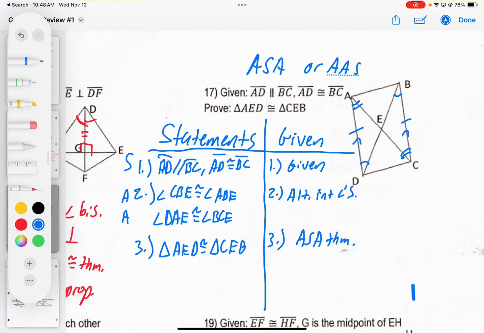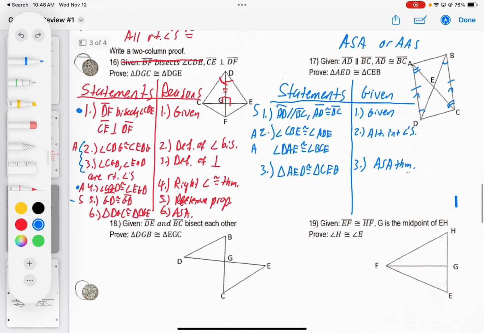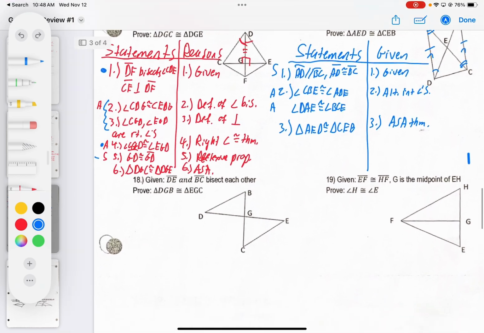Now, Dom mentioned our vertical angles. We didn't list them. But what we could have done is list one pair of angles from alternate interior angles and then your vertical angles, and then you could have done it by angle, angle, side. That would have been fine too. Either way is totally okay. All right. 18.